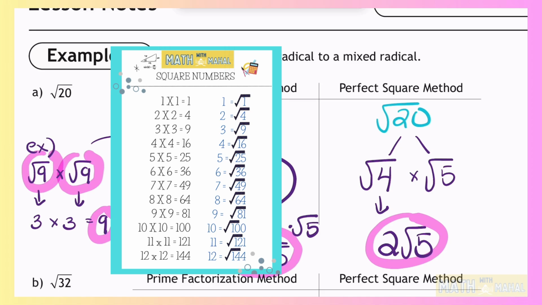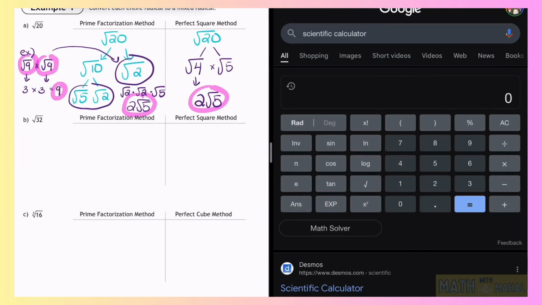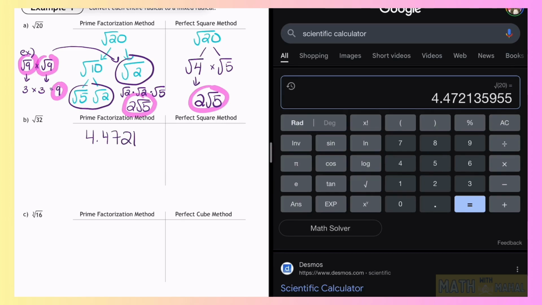Now let me show you what this looks like on a calculator just to further help with the understanding. Okay, so let's look at this. So I have the square root of 20, and we can see its value. So I'm just going to write it in the corner here, just underneath this example for right now. 4.4721. That's the value of the square root of 20, not a perfect square.